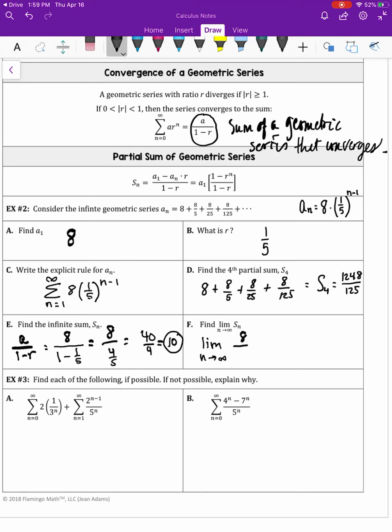F, find the limit as n goes to infinity of a sub n. I'm going to write it as 8 over 5 to the n minus 1. And when you look at it like that, if you put infinity into that denominator and the numerator stays 8, this is going to go to 0. Okay, so that's what happens to your limit. So it does have a finite value, so it's going to converge.